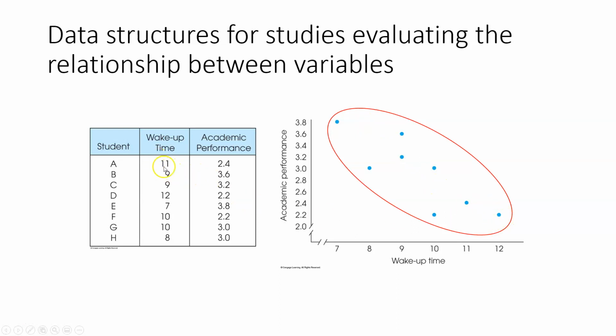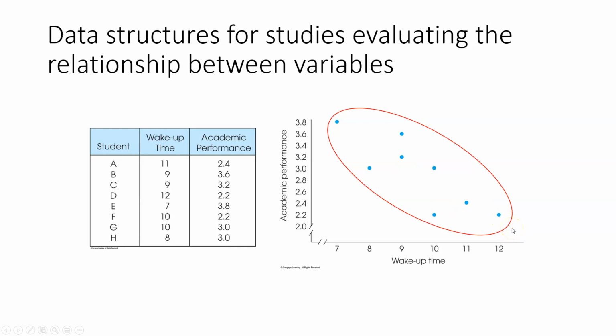But you can see each individual is plotted on this scatter plot. Like student A wakes up at 11 a.m. and their academic performance is 2.4. So you could plot them here. 11 is their wake-up time, and 2.4 is their GPA. That dot represents student A. And each of the students, A through H, are represented in this scatter plot.